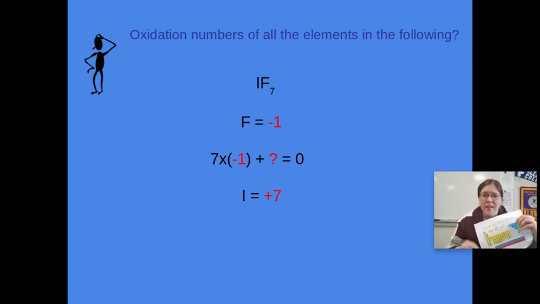Then I plug it in. If I have 7 fluorines, what does my 1 iodine have to be? Right? I have to equal it out to 0. And that's that question mark. So what goes here in this equation to equal 0, you should say +7. So I know that the oxidation number for iodine is +7. The oxidation number for each one of those fluorines is a -1, and that will equal out that compound to 0.